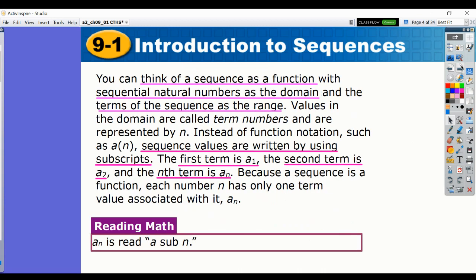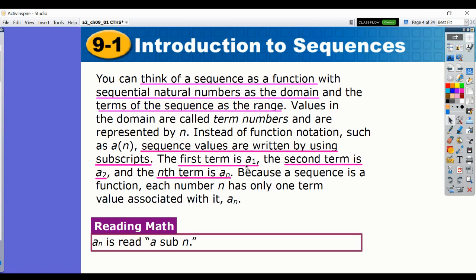You can think of a sequence as a function by thinking of the term number as the domain. So if I have term 1, 2, 3, 4, those are the natural numbers. That's why this says natural numbers here. And that can be my input, my x, my domain. And then the actual sequence itself is the range or the output. The term numbers are usually represented by n instead of x. We could still use x, but we use whatever letter. So they use n for the term number.